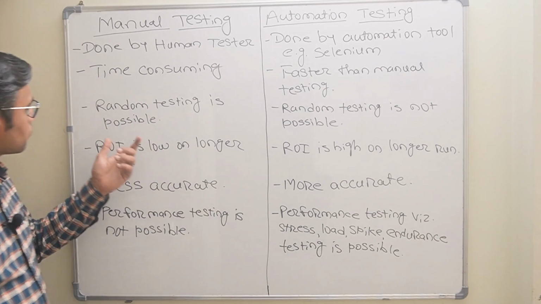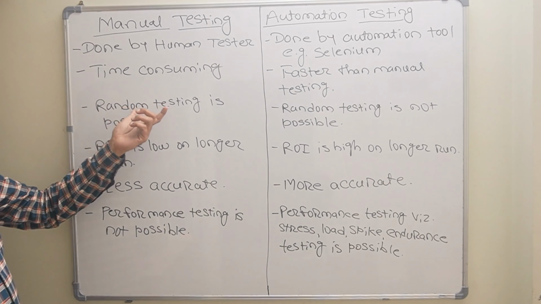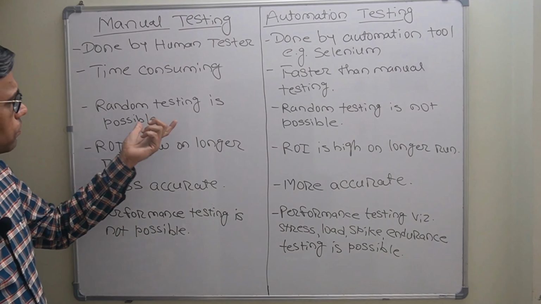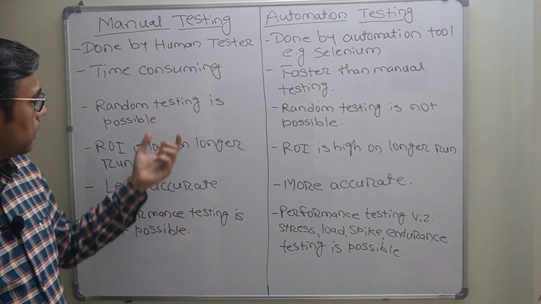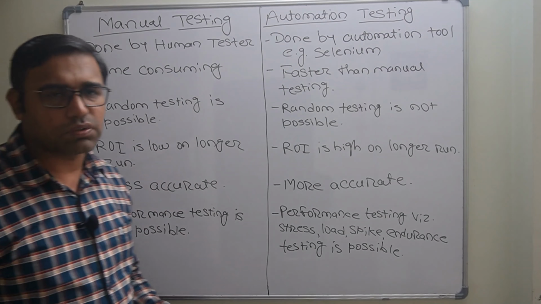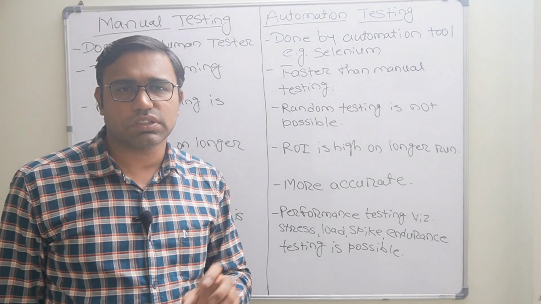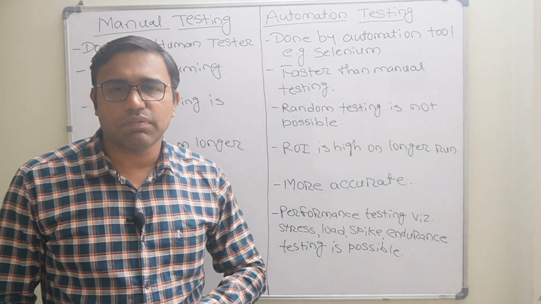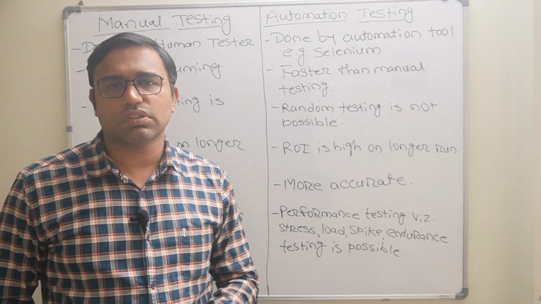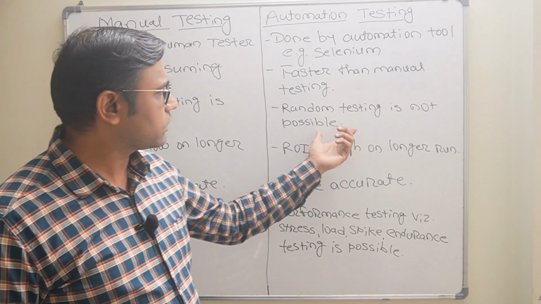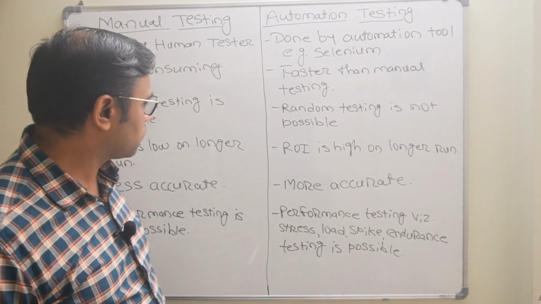So random testing is possible in manual testing since it is up to the human. Human can do anything. So random testing is possible in case of manual testing, but once you provide a set of instructions to the automation tool, random testing is not possible. The instructions will be executed one by one. So that's why in automation testing, random testing is not at all possible.